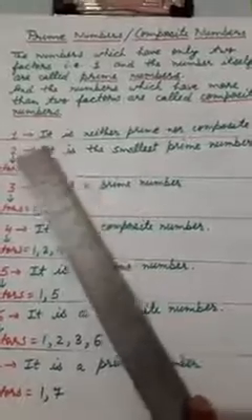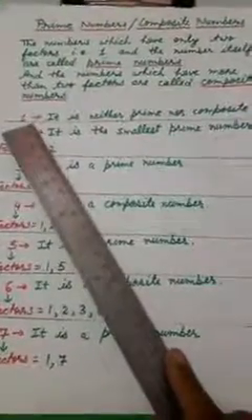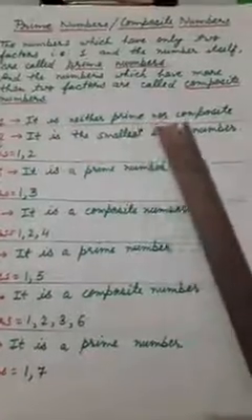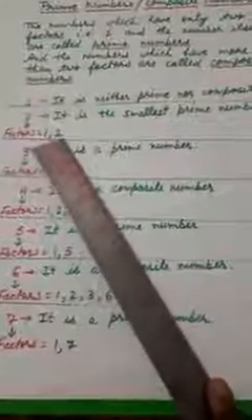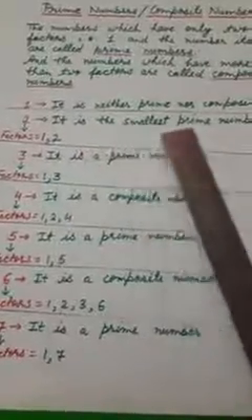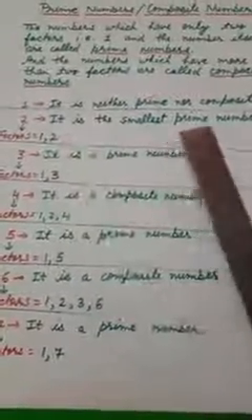You can understand it by example. See, I have written 1. It is neither prime nor composite because it has only 1 factor, not 2, not more than 2. That's why it is neither prime nor composite. Next, 2. We know that the factors of 2 are 1 and 2. Only 2 factors, it means it is the smallest prime number. 2 is the smallest prime number because it has only 2 factors.